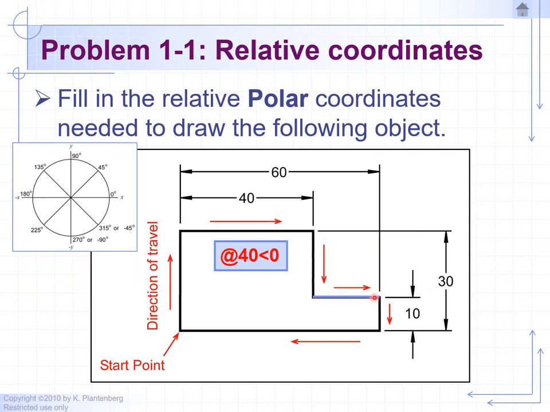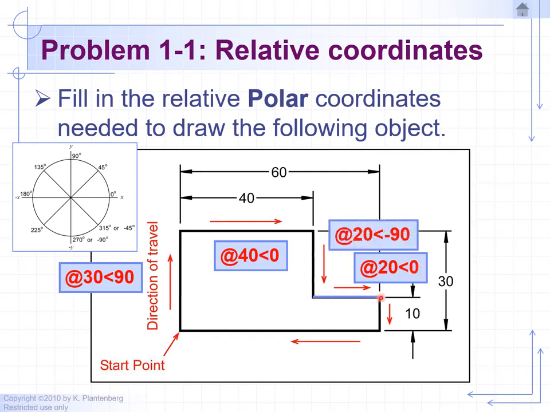Okay, now we can define our next line, which has a length of 20, which is 60 minus 40. Using relative polar coordinates, we're going to type in @ 20, so a length of 20 with respect to the last point, and at an angle of 0. So it's going to stay horizontal, length of 20, and enter, and it'll generate the line.